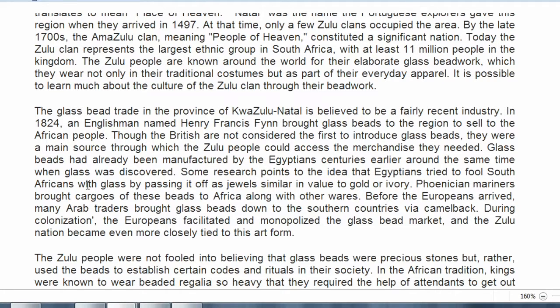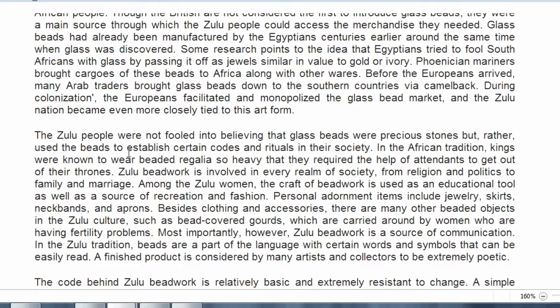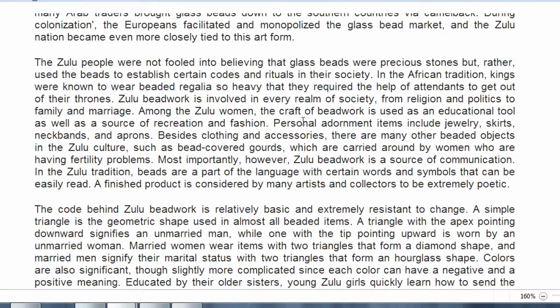And the first lines of every paragraph is very important, you know. We don't have that in this paragraph. Here we have the codes. Zulu people were not fooled into believing that glass beads were precious stones, but rather used the beads to establish certain codes and rituals in their society. So let's see if they're talking about the codes related to those.